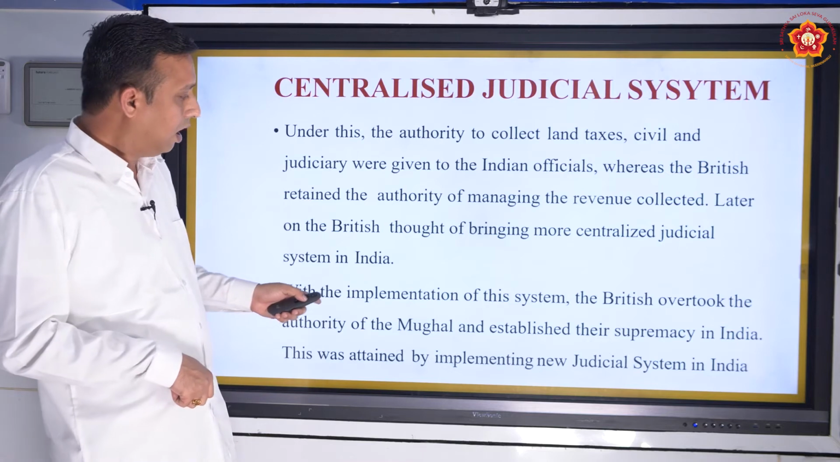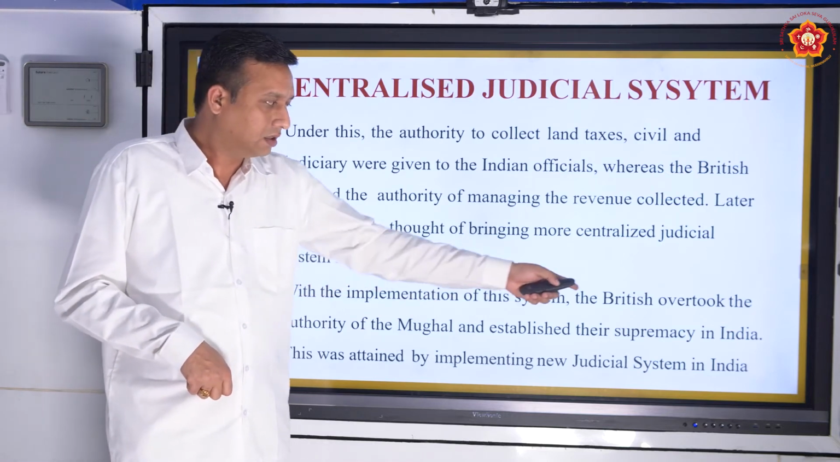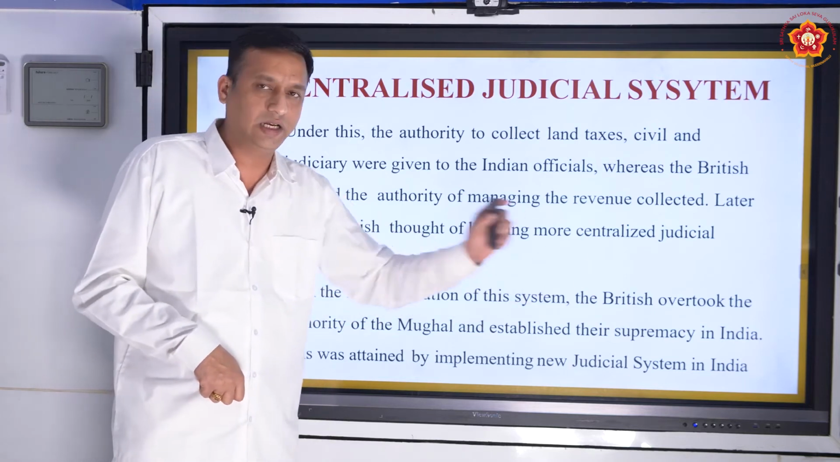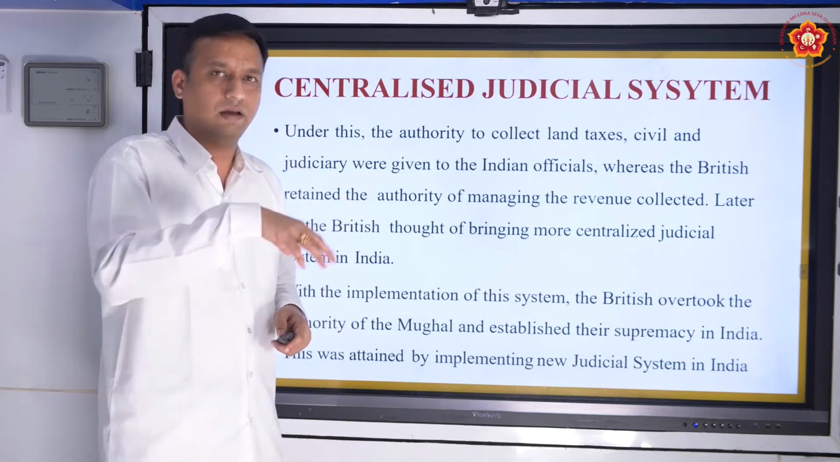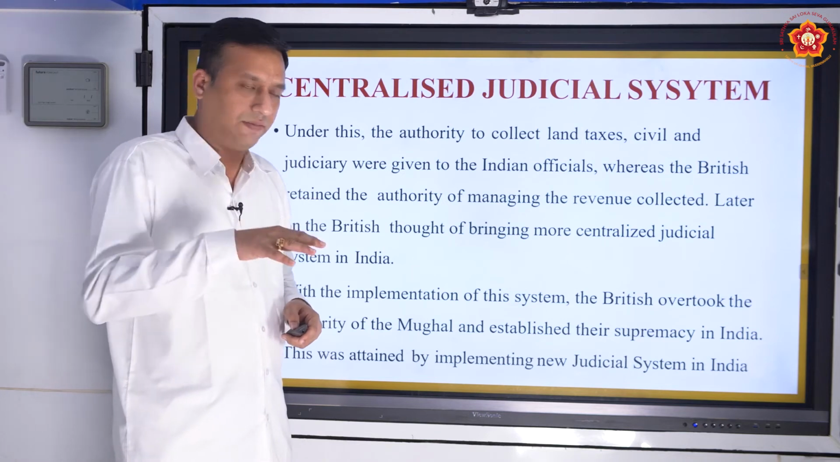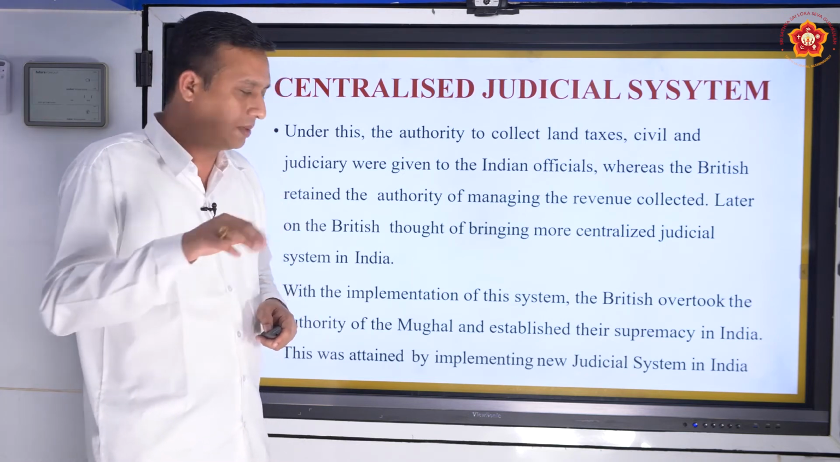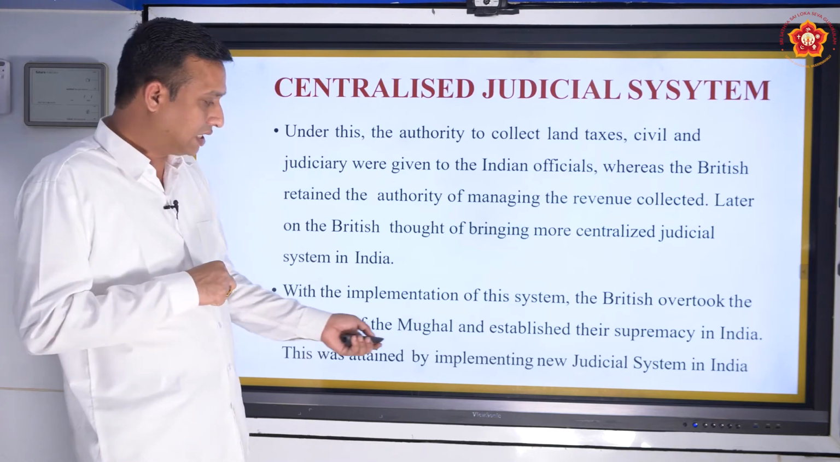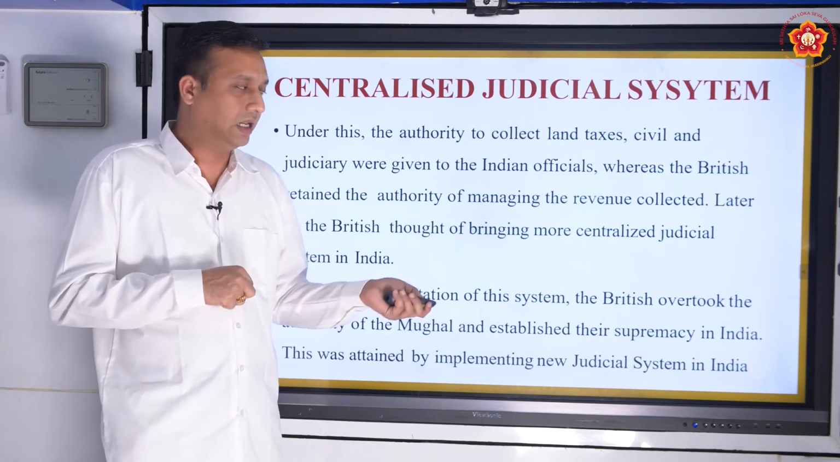What did they do? With the implementation of this system, the British overtook the authority of the Mughals and established their supremacy in India. Till that time, before the British came, the Mughals were having control in major parts of India. Now, after the British came, they took over. This was attained by implementing a new judicial system in India. What is this now?